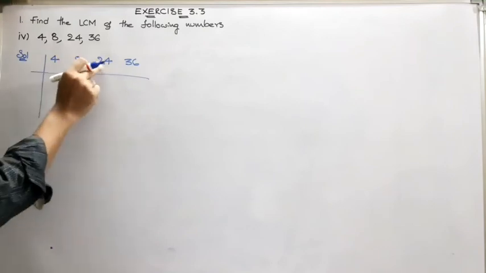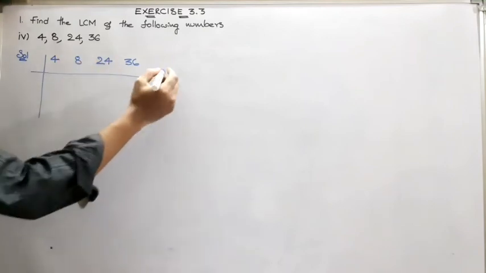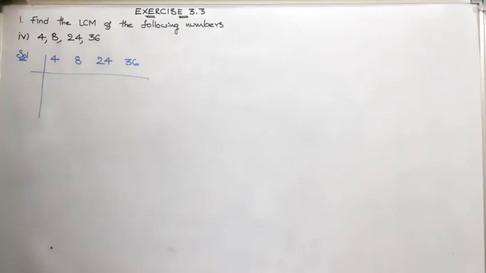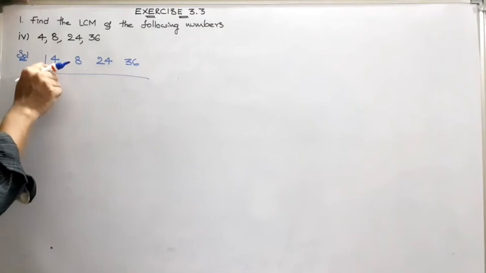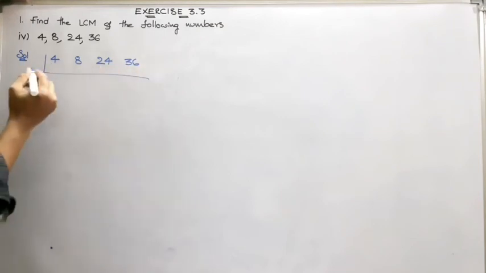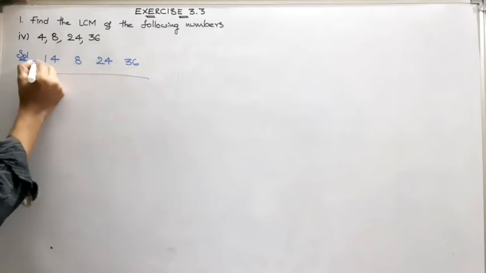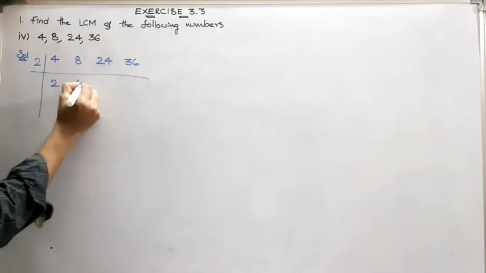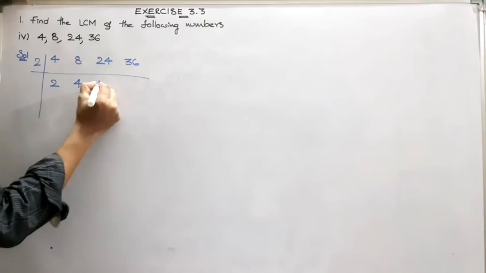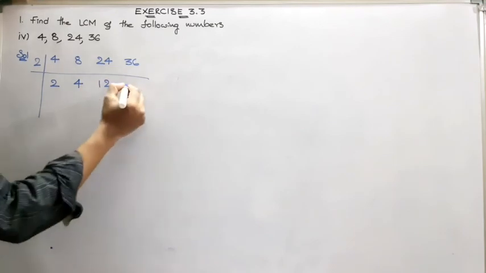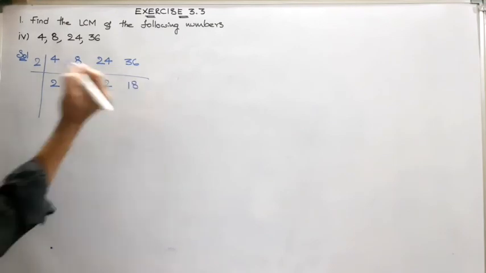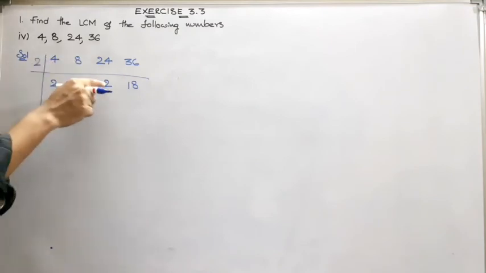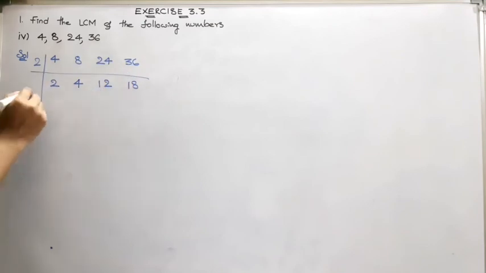Okay, 4, 8, 24, 36. As I told, let us start with 2 table first, then we'll move ahead. So 2 table, yes, we can cancel 4, 8, 24 and 36 in 2 table because all are even numbers. So 2 2s are 4, 2 4s are 8, 2 12s are 24, 2 18s are 36.